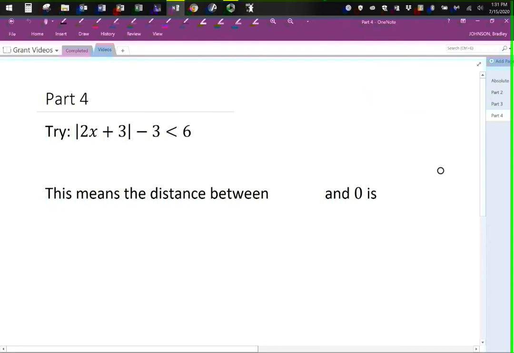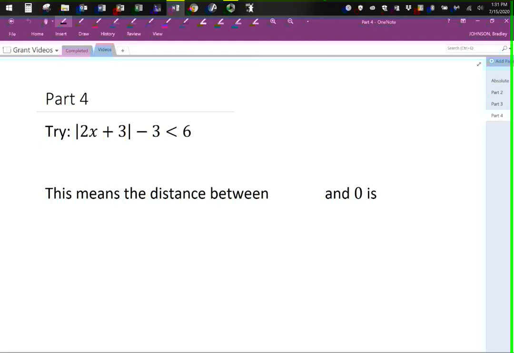Hello, this is part 4 of the absolute value inequalities examples. Please watch parts 1, 2, and 3 to have an understanding of what I'm going to go through. I will go a little bit quicker in this video because we already have the general ideas down from the previous videos. So here, we're going to try this example.